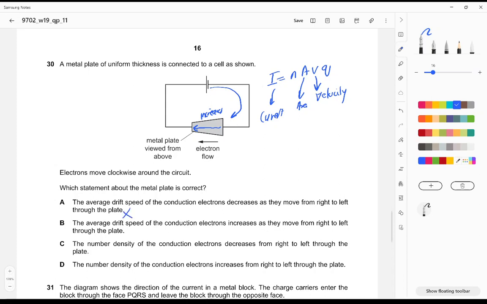The average drift speed of the conduction electrons increases as they move from right to left through the plate, that is correct. The number density of the conduction electrons decreases? No, the number density would remain constant because the material has not changed. So this is wrong. B should be the right answer.